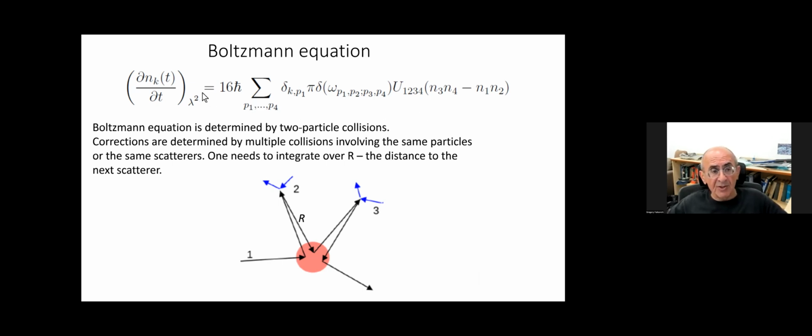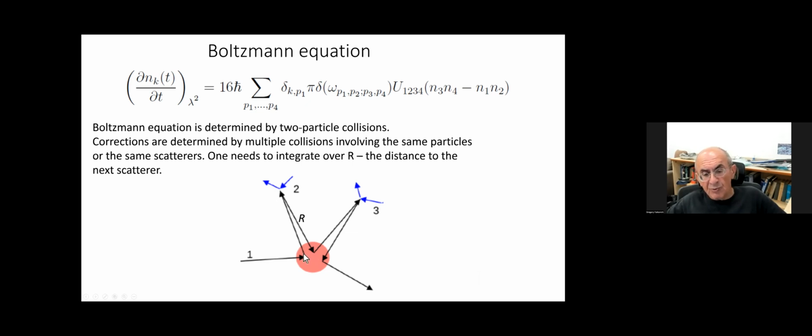This is a Boltzmann equation, which is again a quantum limit. It's quadratic in n, and it describes 2 particle collisions. Then if you want to do corrections to it, they will be corrections in the power of density. It's a dilute gas approximation. You assume that distances between collisions are much larger than the radius of interaction.